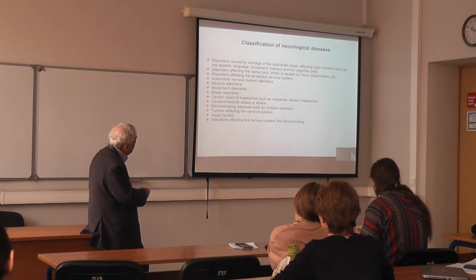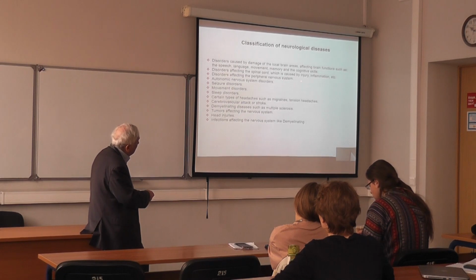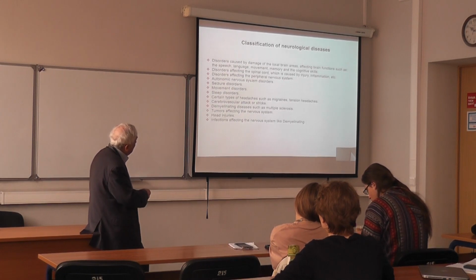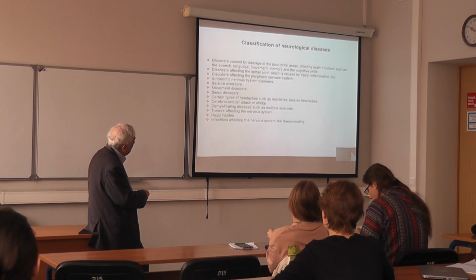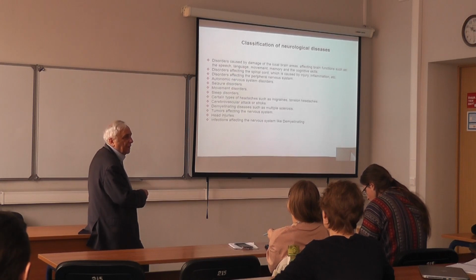Then disorders affecting the spinal cord, which are caused by injury, inflammation and other factors. Disorders affecting the peripheral nervous system, autonomic nervous system disorders, seizure disorders, movement disorders. What is the most important movement disorder? Do you know?